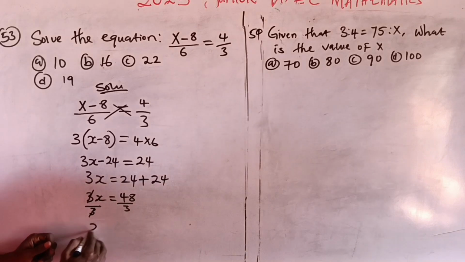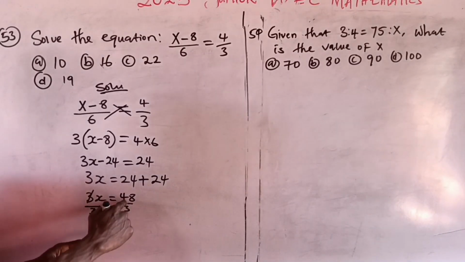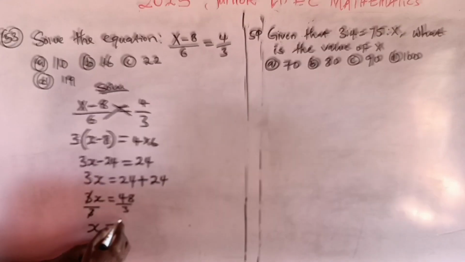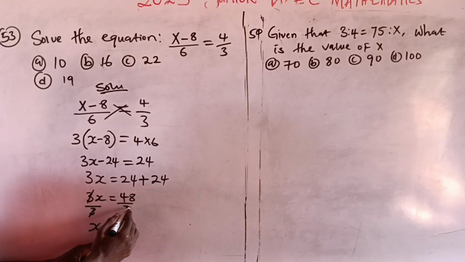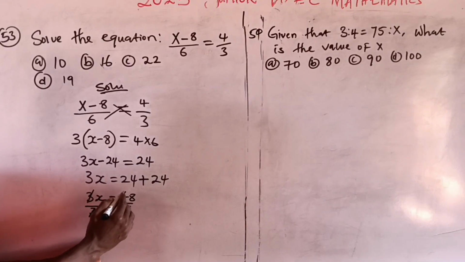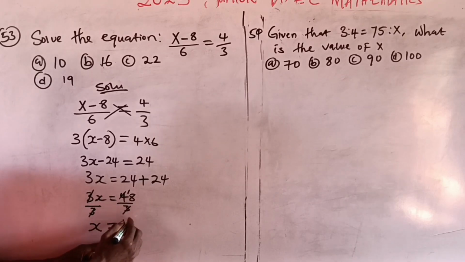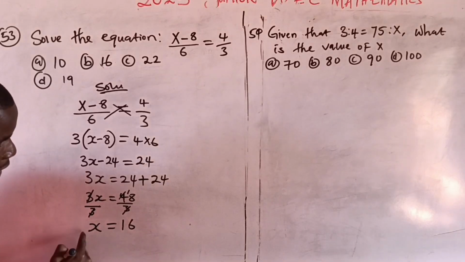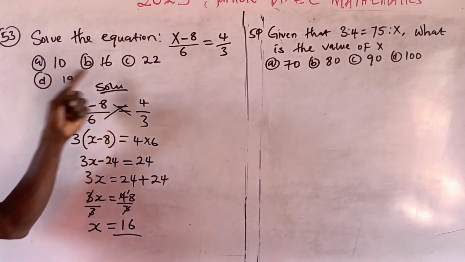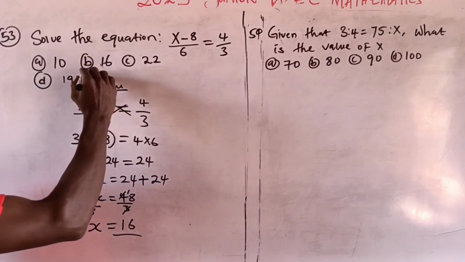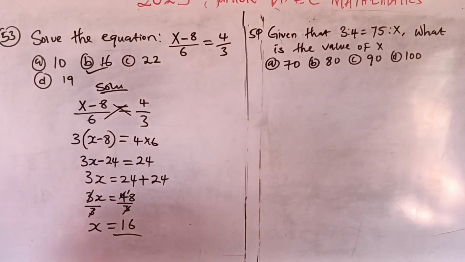At the end, s is equal to 48 divided by 3, which will give us what? 3 in 4 will give us 1. Remember 1. 3 in 18 will give us 6. So our answer is equal to 16. Let's check the options. Option B is the correct answer.